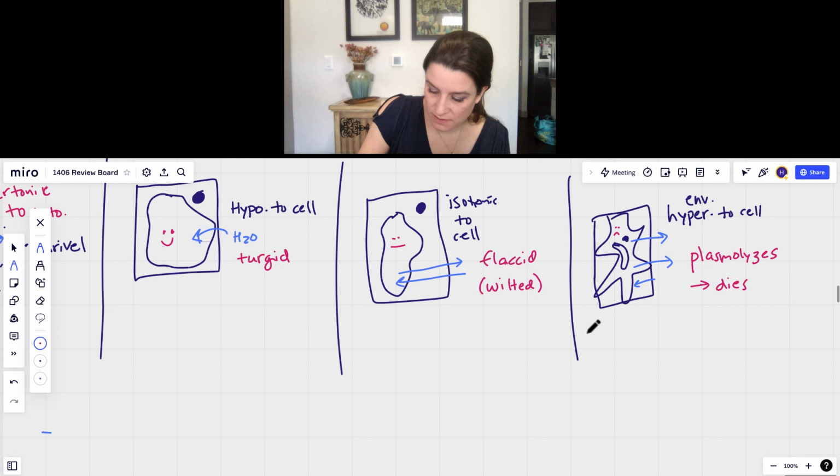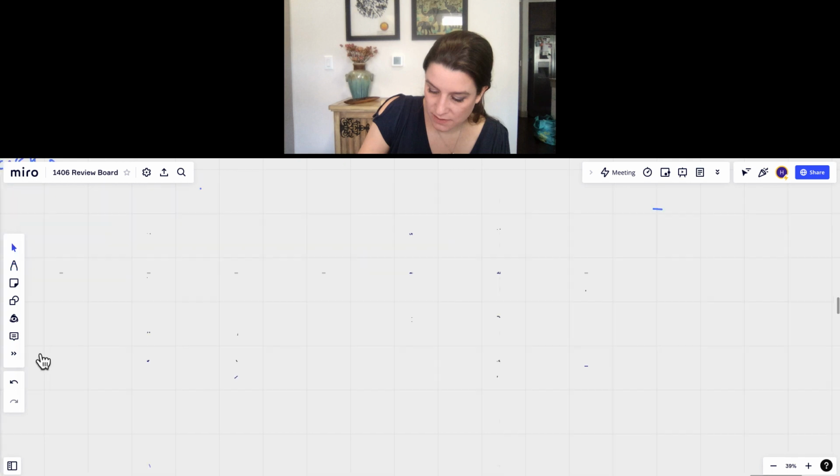Remember, you always are comparing two solutions. You can't be hypertonic on your own. So membrane selectivity allows, why is this important? That selectivity allows regulation of what goes in and out, but it also allows building up of concentration gradients. Well, yes. So the fact that it doesn't just let everything go across is what I'm talking about.